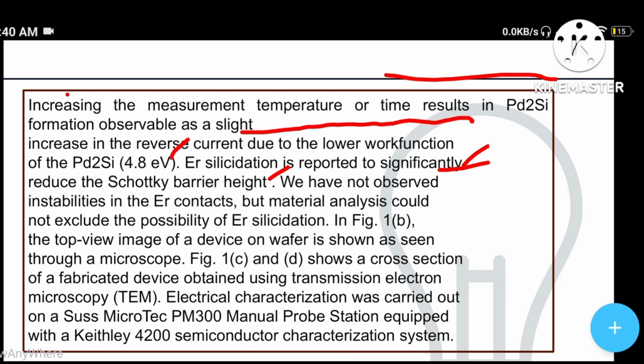In figure 1b, I will show the graph below. The top view image of the device on the wafer is shown as seen through a microscope. Another panel shows a cross section of the fabricated device obtained using transmission electron microscopy. Electrical characterization was carried out on a SUSS MicroTec PM300 manual probe station equipped with a Keithley 4200 semiconductor characterization system.